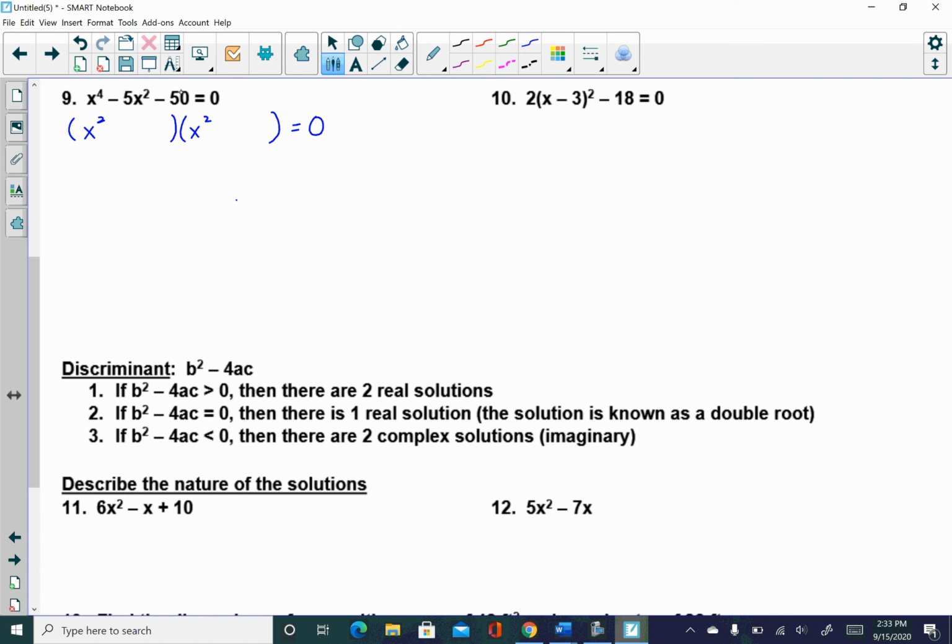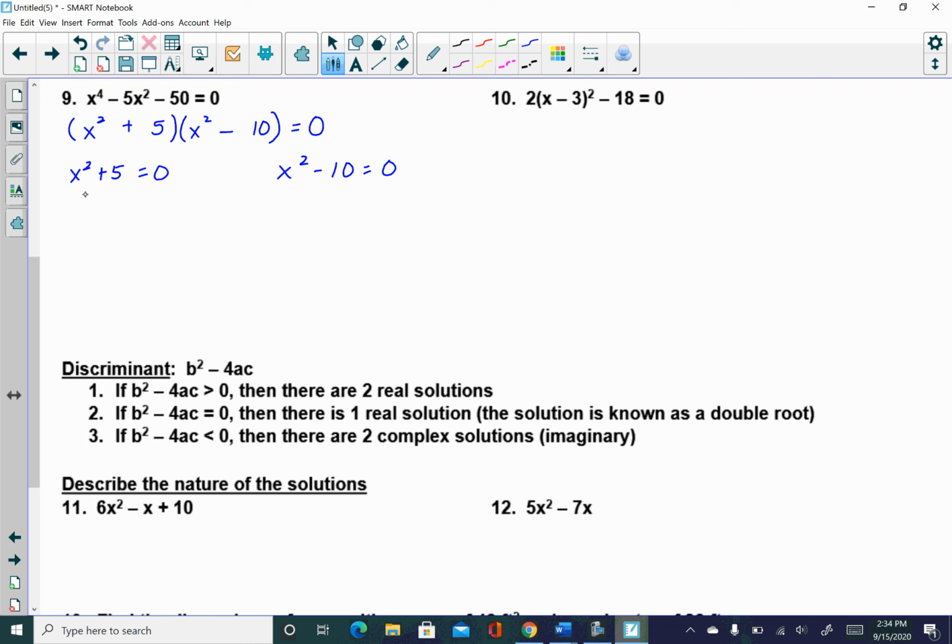Now think about a way to multiply to give you 50. You got 2 times 25, 1 times 50, and 5 times 10. 5 times 10 would work for us. Because we are trying to get a negative 5 in the center, we would need to make, which one? Negative. Hopefully you agree that 10 would need to be negative. So now we would set x squared plus 5 equal to 0 and solve for x, and x squared minus 10 equal to 0 and solve for x.